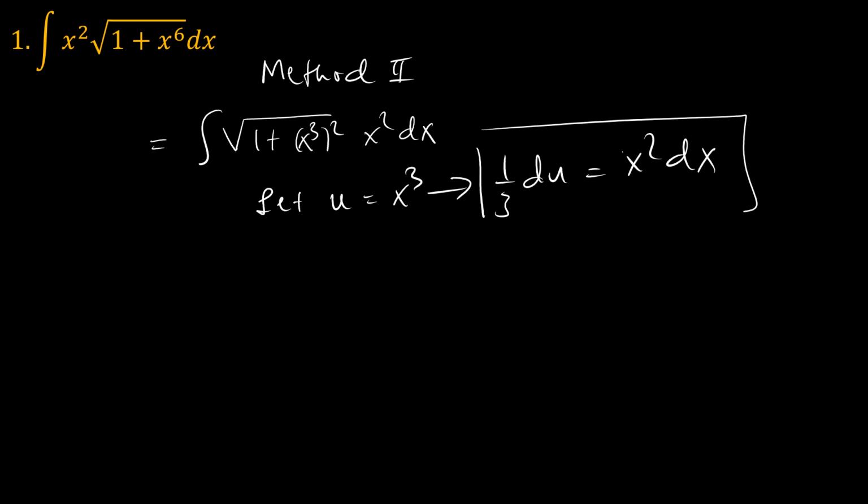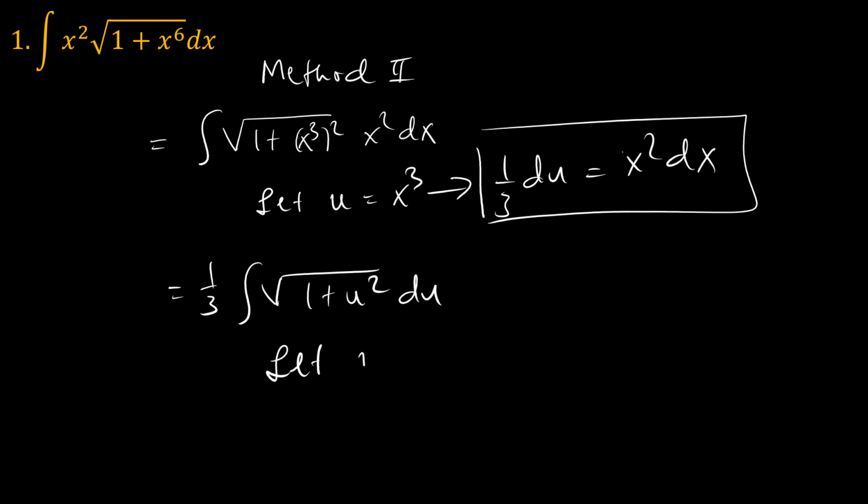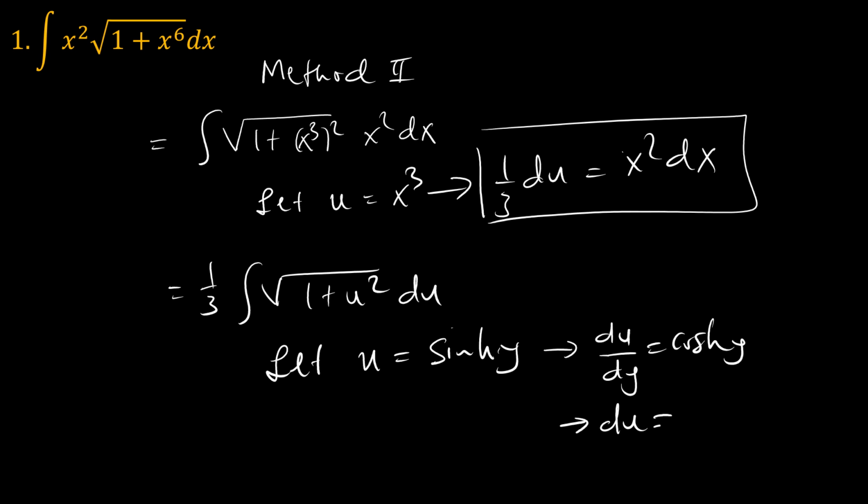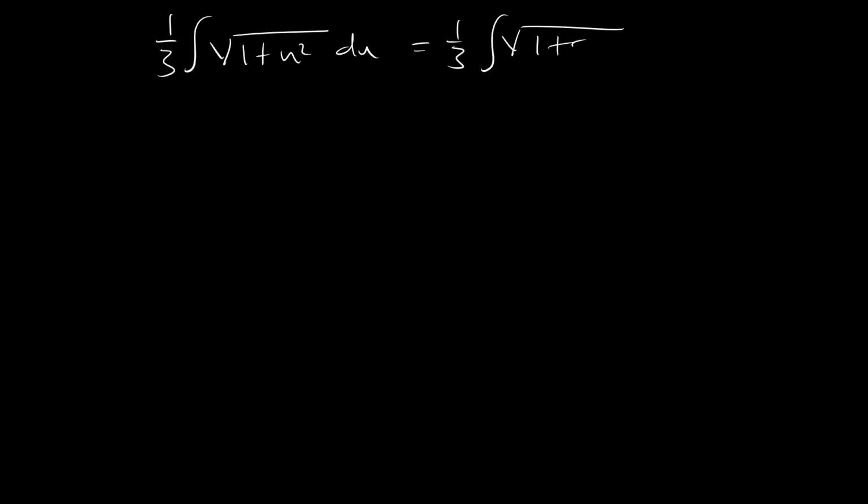So we'd already seen this part, and so the integral in the u domain becomes a third square root of 1 plus u squared du. And then here is where we'd now say let u be equal to hyperbolic sine of, let's say, y, such that du/dy is equal to hyperbolic cosine of y, meaning that du could be substituted with that. So a third the integral of the square root of 1 plus u squared will be equal to a third integral square root of 1 plus hyperbolic sine squared y, times cosh y dy.